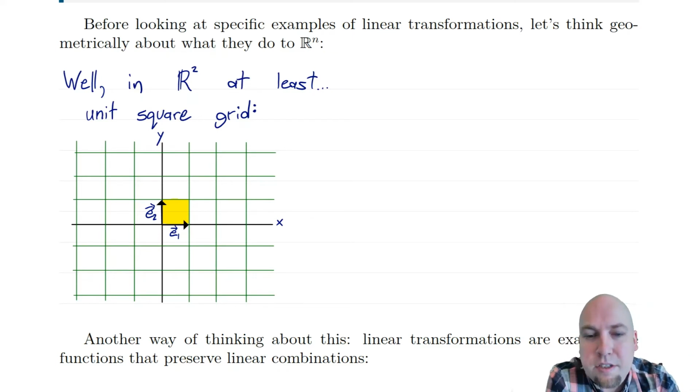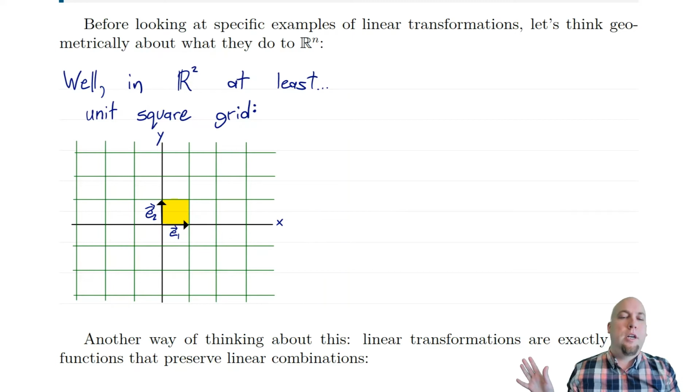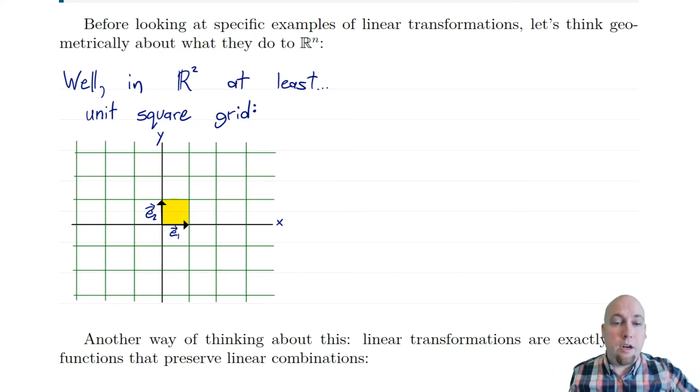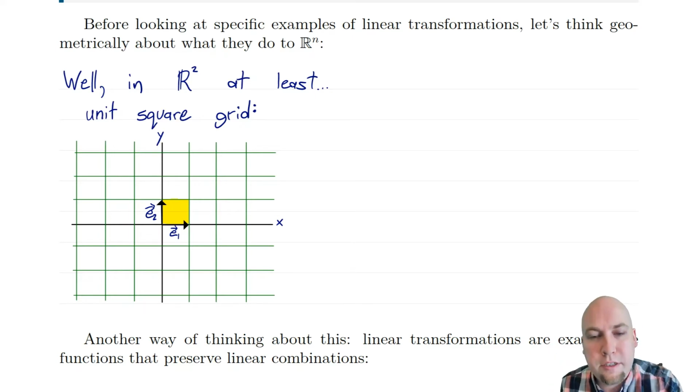In 2 dimensions, let's start off by drawing 2-dimensional space. And I'm going to overlay a unit square grid on 2-dimensional space just to make it a little bit easier to visualize after I apply the linear transformation to it. So here's 2-dimensional space. I've drawn this unit square grid here.